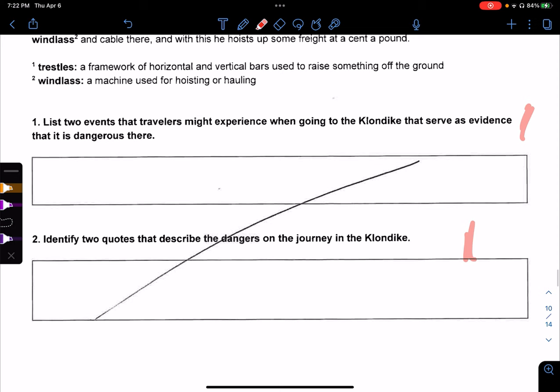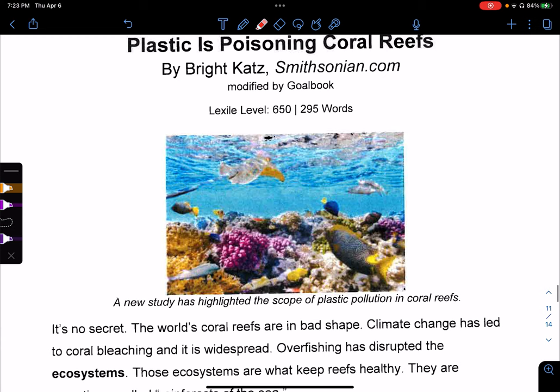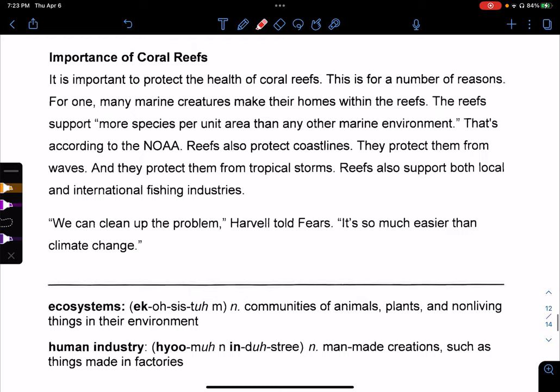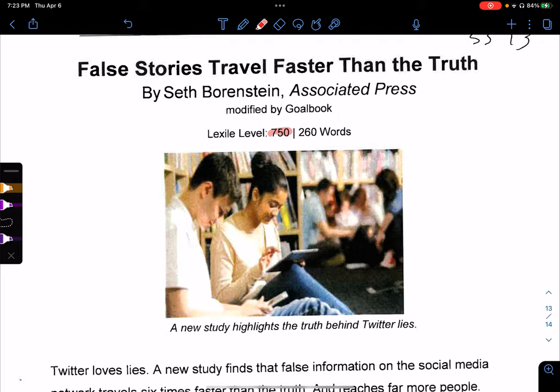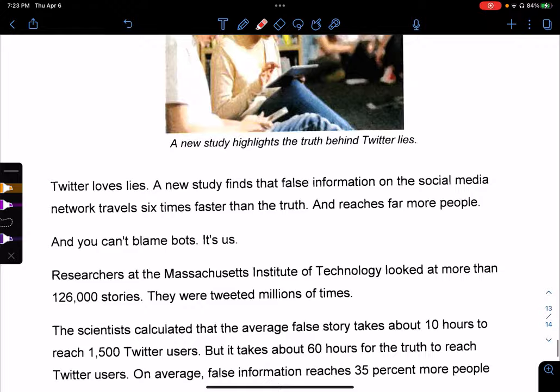This one's about coral reef. I'll let you guys read this one. It's pretty low lexile, and it's not that long. It has to do with coral reef. And then this one is also 750 lexile. False stories travel faster than the truth. And then that's all I have.